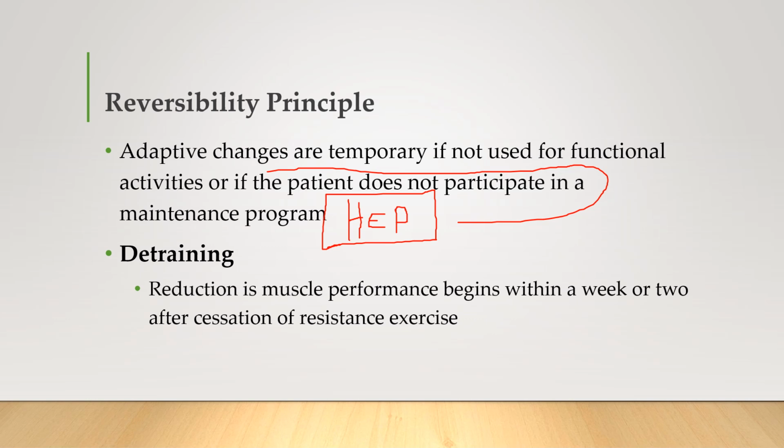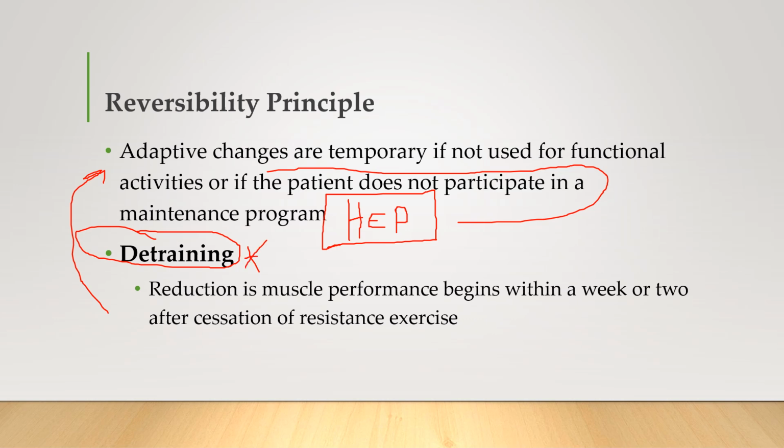And then there's also this last little component here called detraining. This is where we see a reduction in muscle performance. That begins typically within a week or two after cessation of resistance exercise. So it really goes back to this reversibility principle here, basically saying if you don't use it, you're going to lose it. Okay.